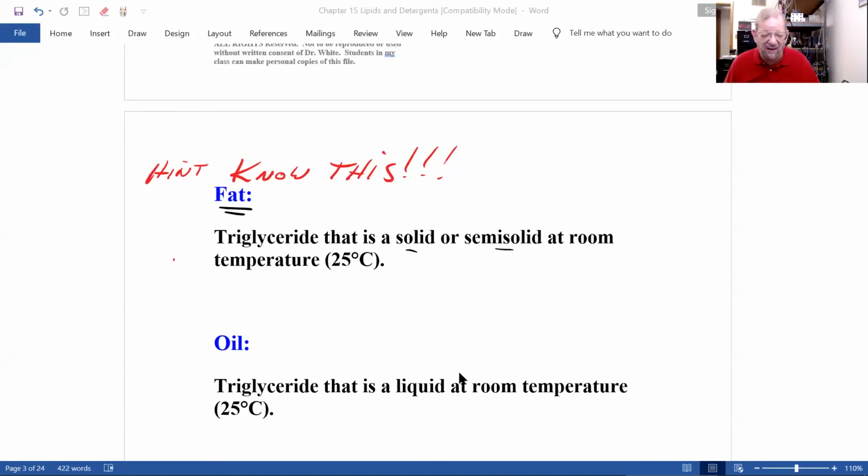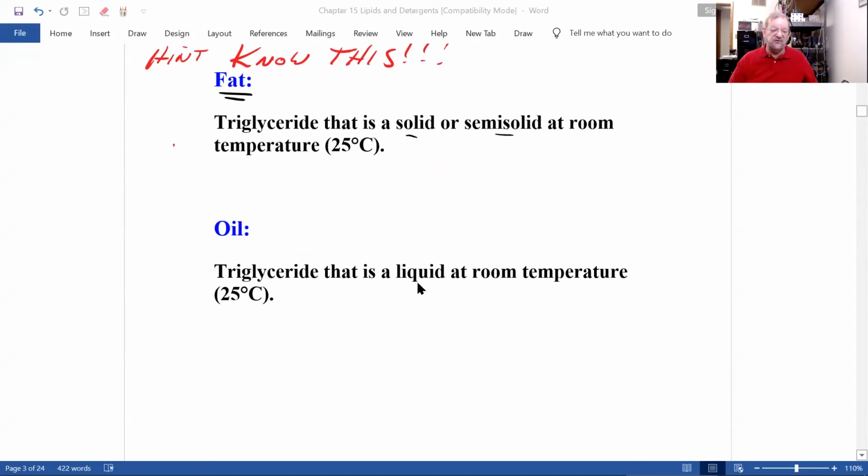If you don't like mayonnaise, if you leave a stick of butter out for a while and it gets nice and mushy and you go like this with your finger, or you can use a knife if you don't want to use your finger, and it's sort of mushy, that's a semi-solid. And an oil is a triglyceride that's a liquid at room temperature. So you should know fat: triglyceride that's a solid or semi-solid at room temperature. Oil: triglyceride that's a liquid at room temperature.